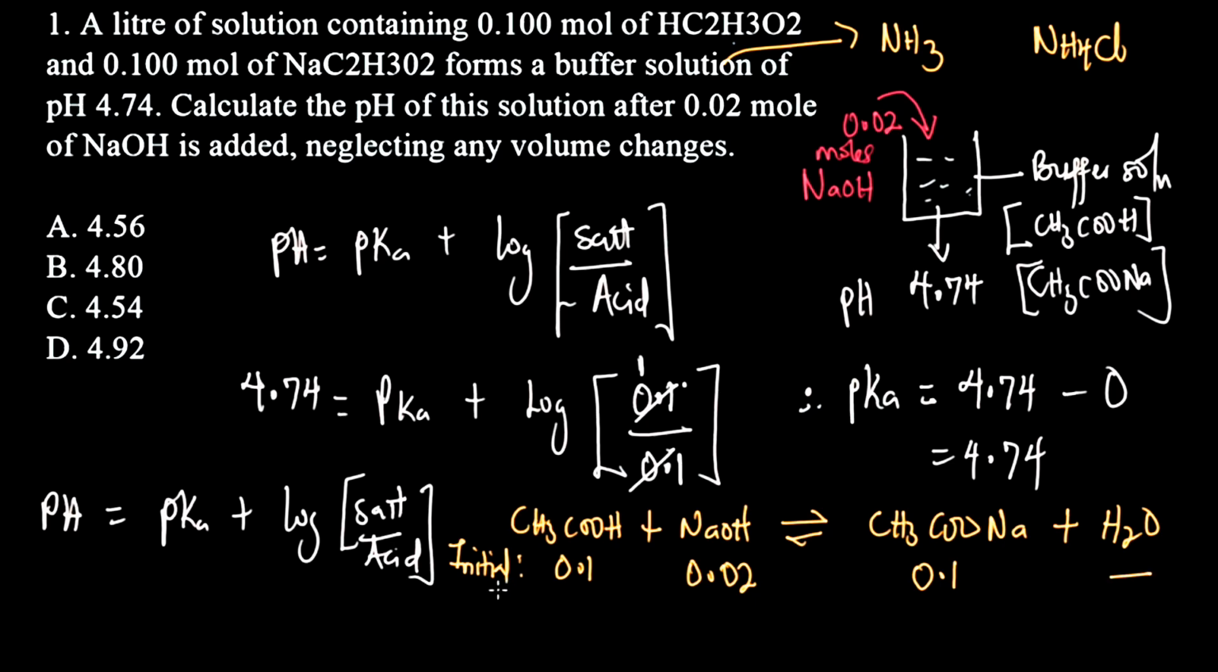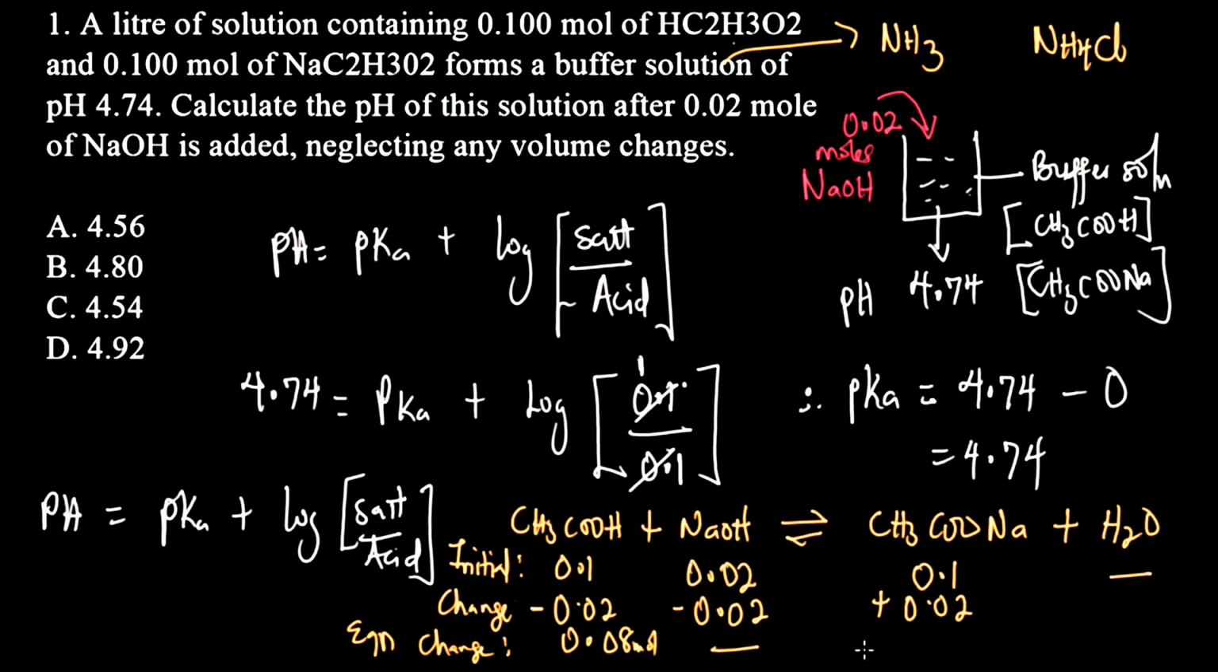So we neglect this actually. For the change, the sodium hydroxide is going to completion, like we are using it to the end. We are pouring everything, all 0.02 moles of it. So basically, this becomes negative 0.02, and this becomes positive 0.02. The equilibrium therefore becomes 0.08 moles for the acid. The sodium hydroxide goes to completion, and the salt becomes 0.12 moles.